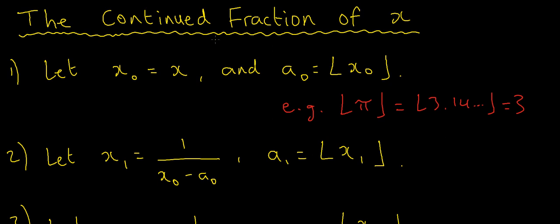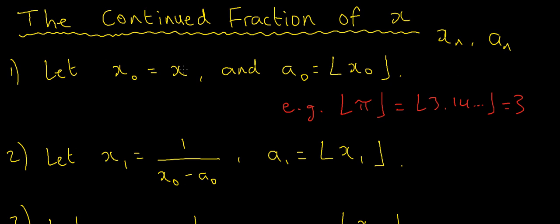And the first step goes like this. We're basically going to define two different sequences, xn and an, two sequences of numbers, and we're going to try and find those numbers using an algorithm. And at the end, our sequence of an's is going to form the basis of our continued fraction.